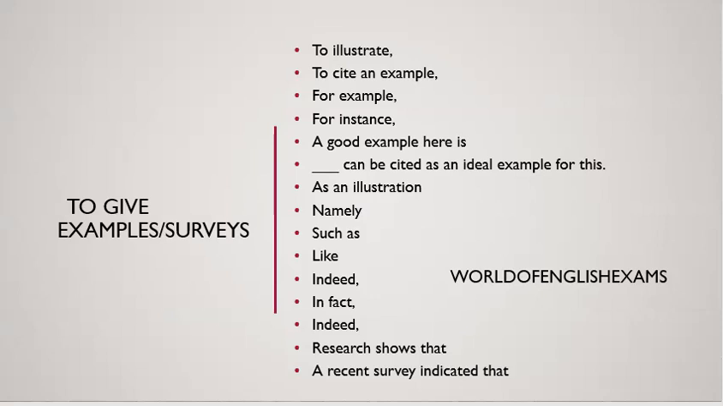the government should allocate a higher amount of funds to develop the railways, because as I can see in the recent survey, 70% of the commuters preferred railways to commute from one place to another, and hence investing in railways is a very good option for the government. So this is how I need to give examples and surveys, and especially when you're writing an essay, this is very, very important. Now let's go to the next use.